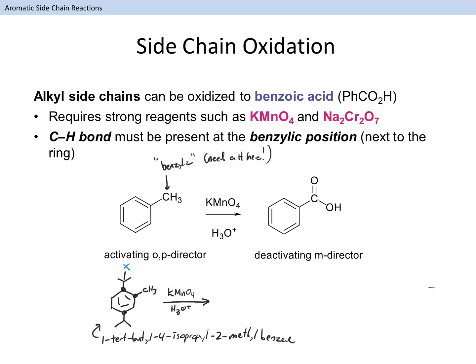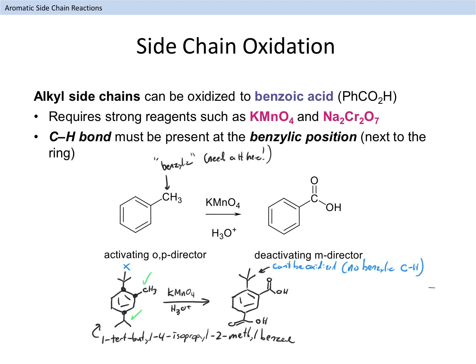The isopropyl group and the methyl group, however, do have benzylic hydrogens, making them both susceptible to oxidation. During the oxidation process, the isopropyl group and the methyl group are both converted into carboxylic acid groups. The tert-butyl group remains unaffected due to the lack of benzylic hydrogens. As a result, the final product of this oxidation reaction is a benzene ring with a tert-butyl group, two carboxylic acid groups, where the isopropyl and methyl groups were, and no change to the aromatic ring itself.